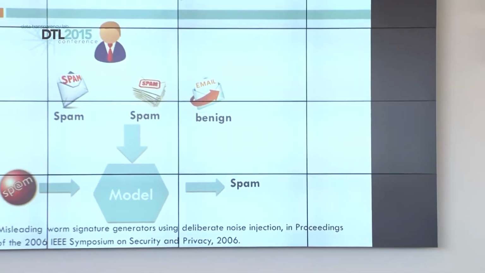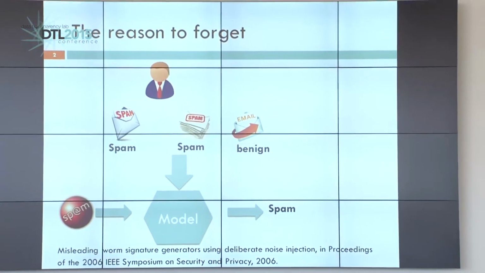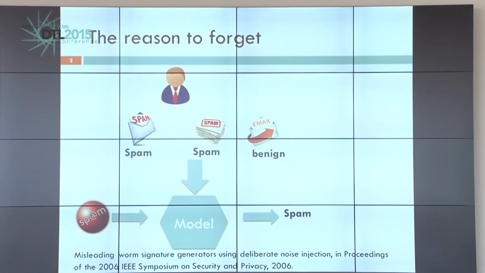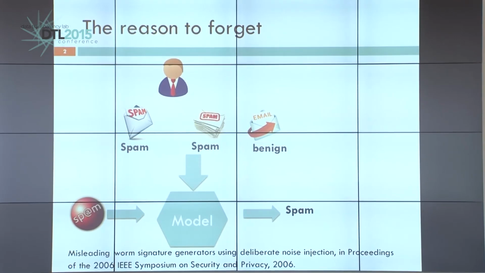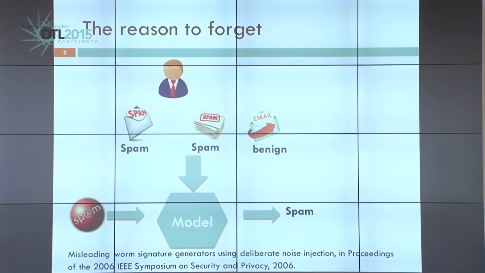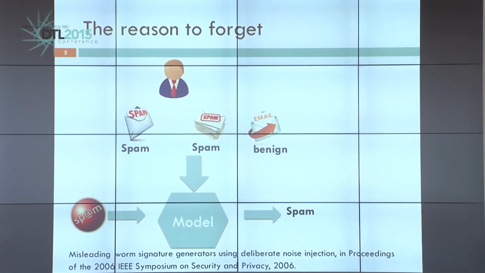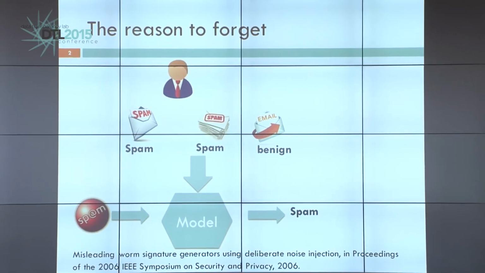So first we'll talk about why we want machines to unlearn stuff. Let's assume that we have a machine learning model, and what the model does is to find whether an email is spam or ham, which is a benign email. This is how it works. We have a benign person. He labels spam as spam and benign as benign, and then generates training data. The training data generates a model, and the model classifies spam as spam.